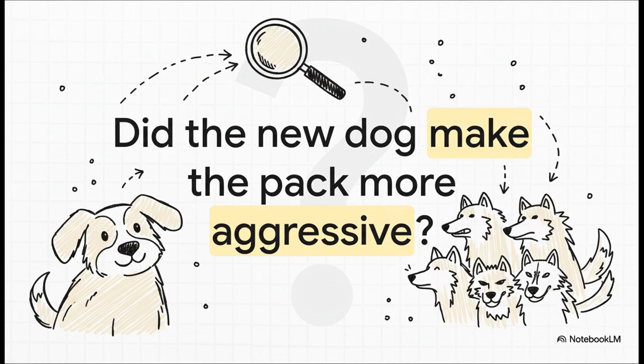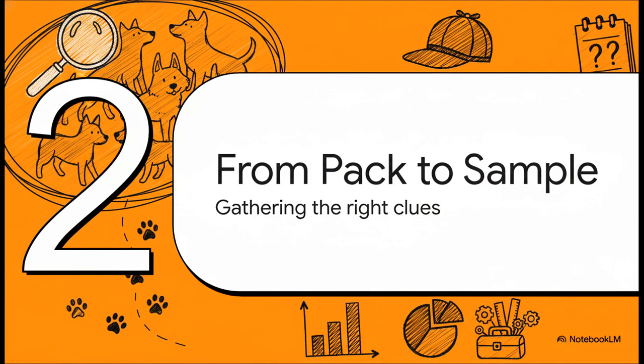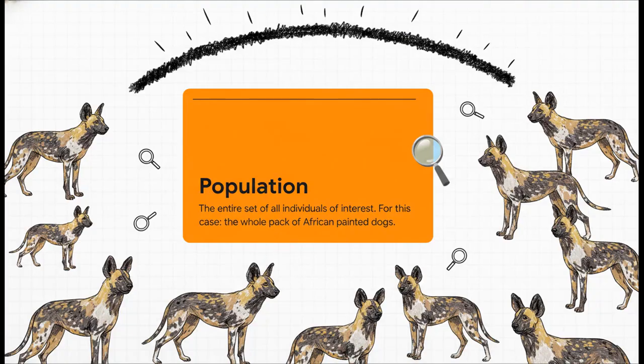This is our mystery. Now, our data detective can't just watch every single dog 24/7. That's impossible, right? It's just not practical. So they have to be smart, really smart about how they gather their clues. And this is where statistics becomes our toolkit. First things first, we need to define, let's call it, our crime scene. In statistics, this is called the population. It's the entire group we're interested in. So for this mystery, our population is the whole pack of African-painted dogs. Every last one of them.